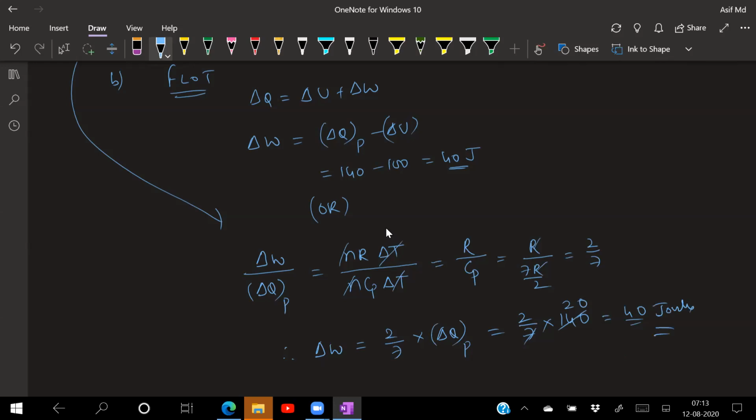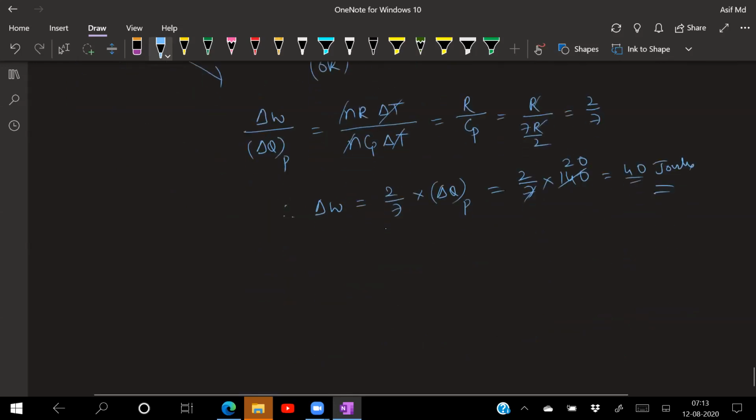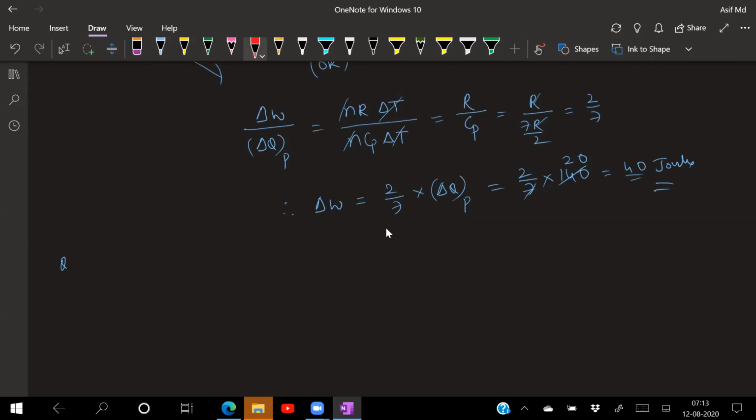One more question, very important right now. I'll do the mixture, then we'll do the remaining questions faster. See this one. Calculate the value of gamma. Gamma means Cp by Cv only, for a gaseous mixture.